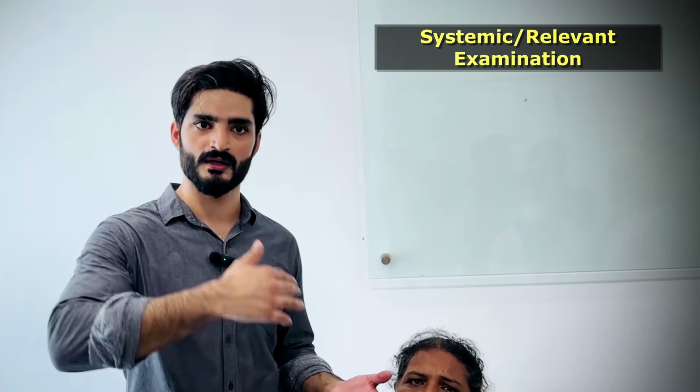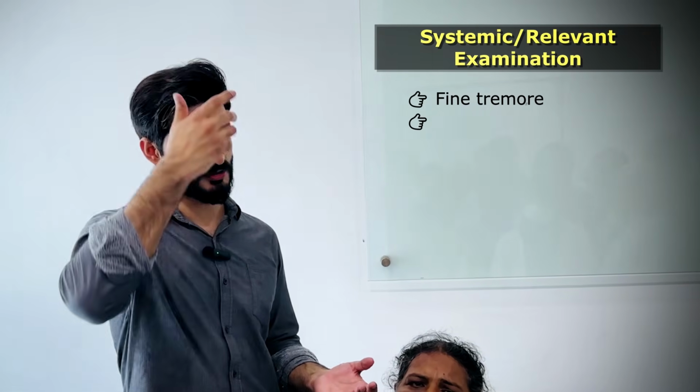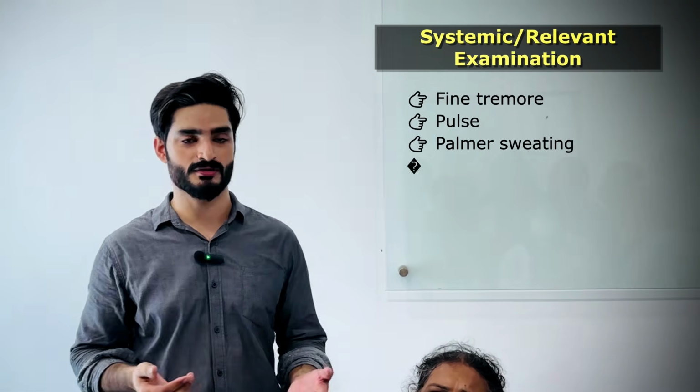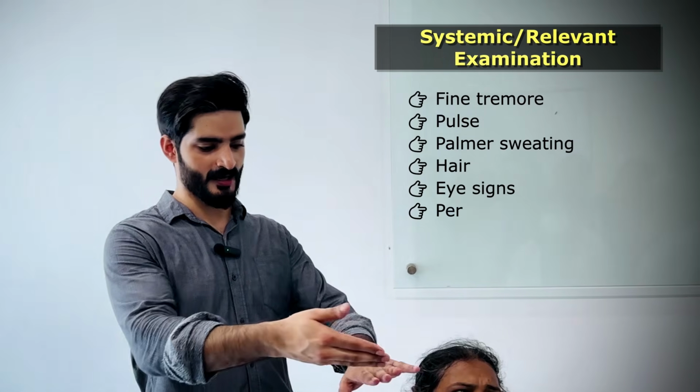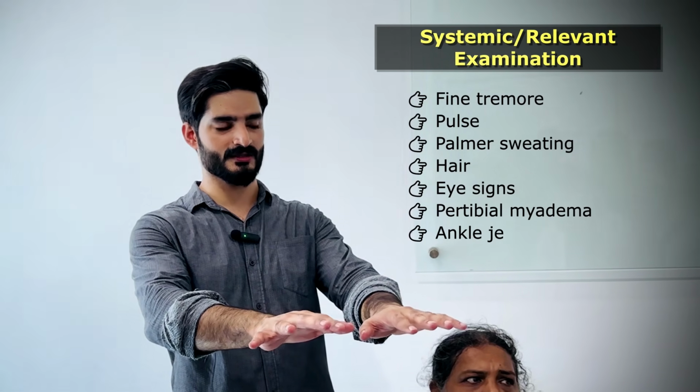So here the examination of the thyroid gland itself is complete. Now the command is do the relevant examination also. So what is the relevant examination of the thyroid swelling? To check the signs of hyperthyroidism, thyrotoxicosis. What are the signs of thyrotoxicosis? Starting from hands, fine tremors.